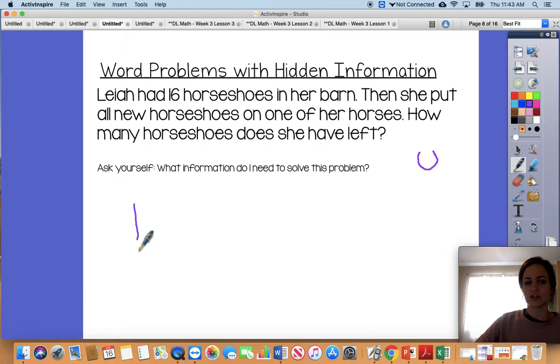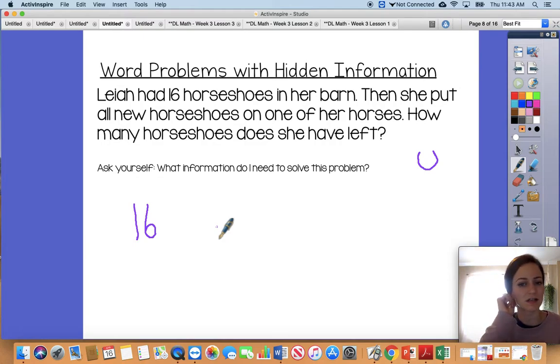Okay, so she started with 16. She put some horseshoes on, she fixed all of the horseshoes on one of her horses. How many horseshoes does she have left? Let's think about what's hidden. What do we need to know for this word problem?